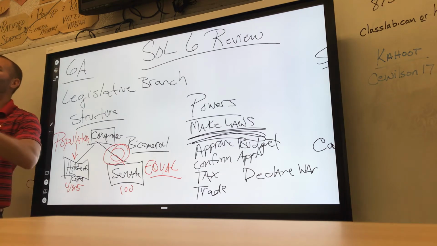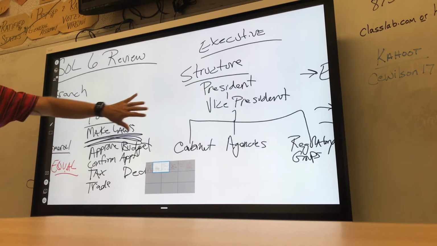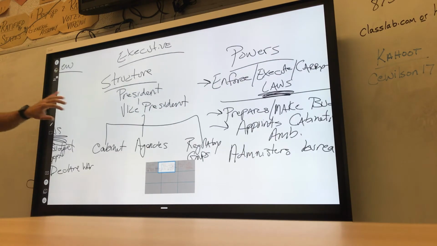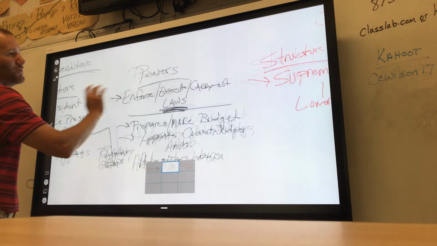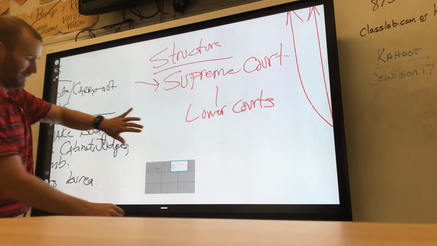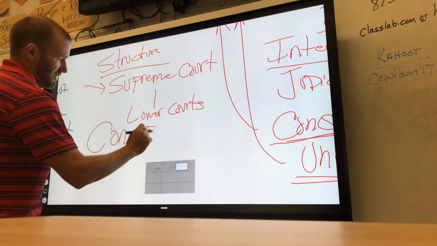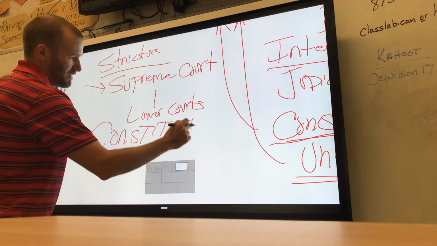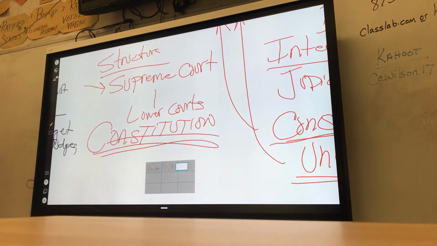But where do people who are not in this class find it? If I want to know what the structure and the powers of all of these branches are, where would anybody look to find the structure and powers of this? In the Constitution. All of that is found in the Constitution. Okay? Every bit of that is found in the Constitution.